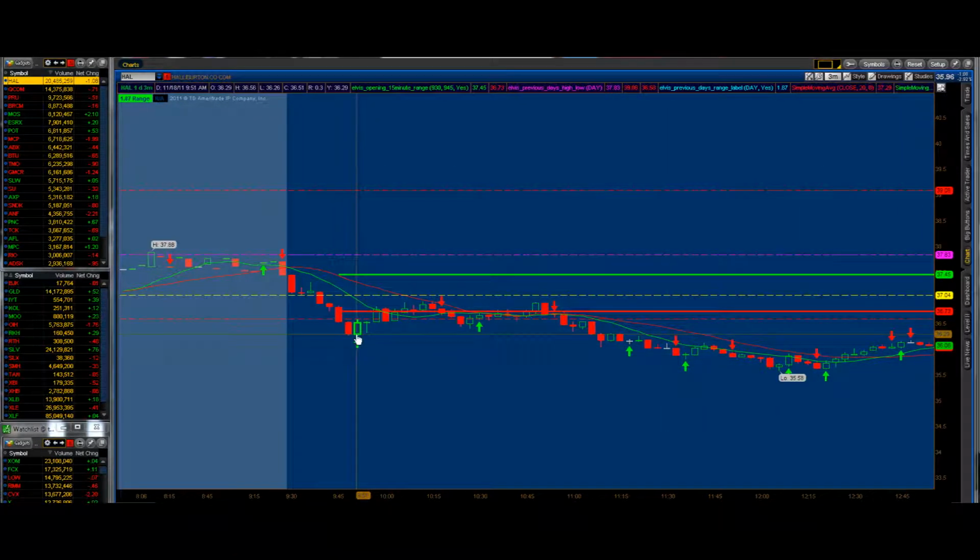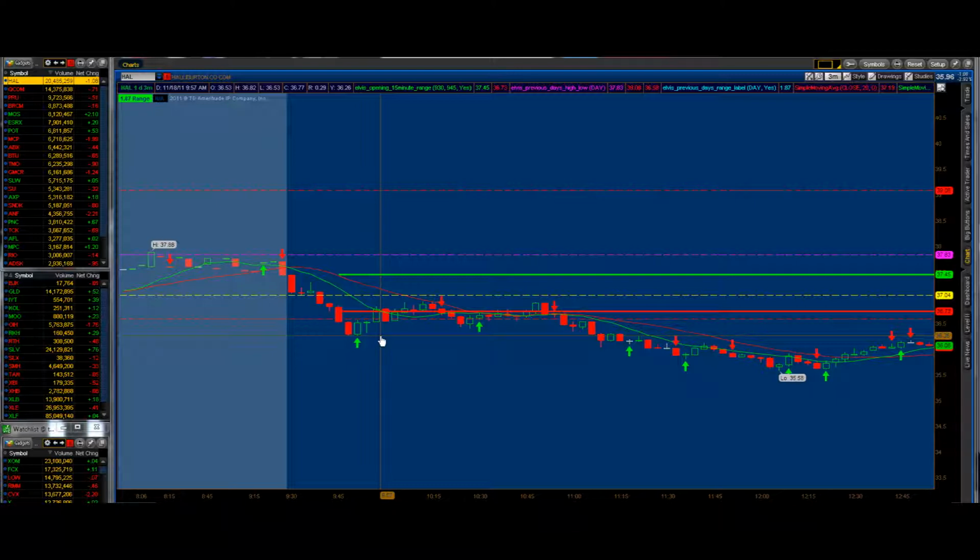So in this case, the extreme price level was at the low of the day. The low of the day here is 36.26, and I would put my stop just a penny below, so it'd be 36.25. And the next thing I do is I'm looking for my entry. So after I identify the price level, I'm looking for my entry.